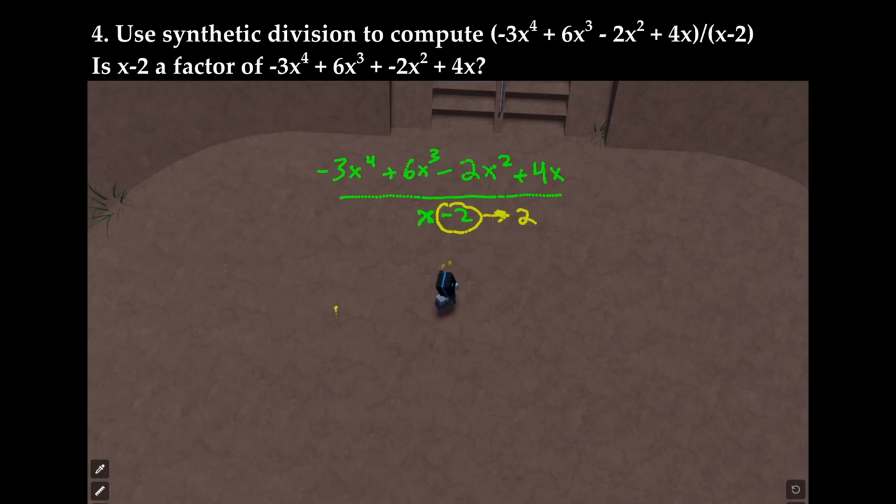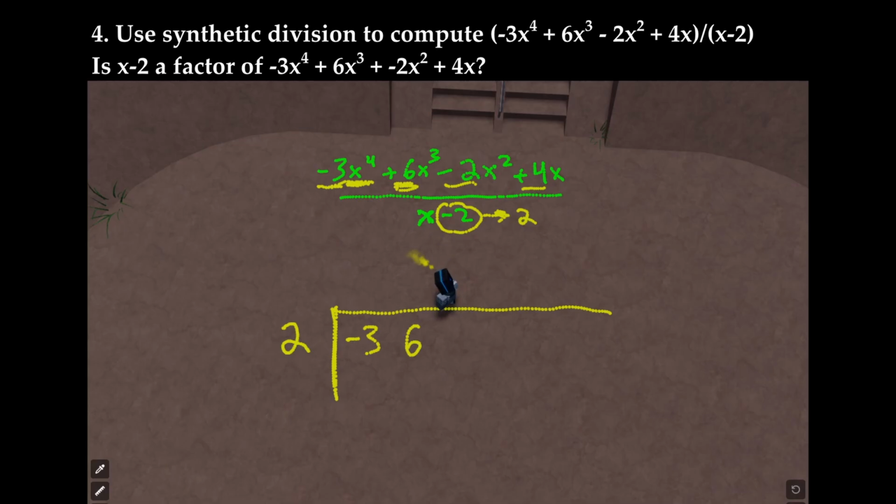So let's set up that table now. I'm going to have a 2 on the outside. And then you want to write the coefficients of all the terms in the numerator from left to right, from the highest power to the lowest power. So the highest power is x to the fourth power. Its coefficient is minus 3. Then we have plus 6 on the x cubed. And we have minus 2 on the x squared. And you have plus 4 on the x.